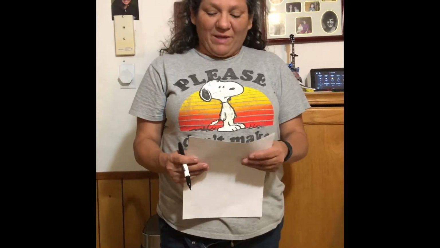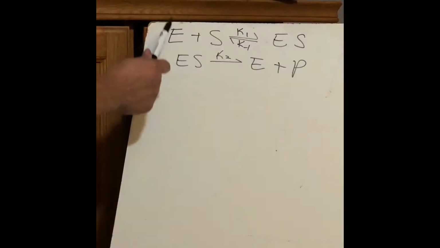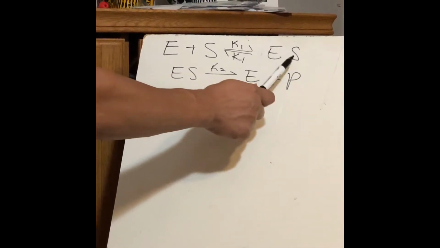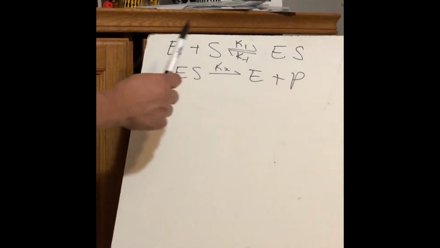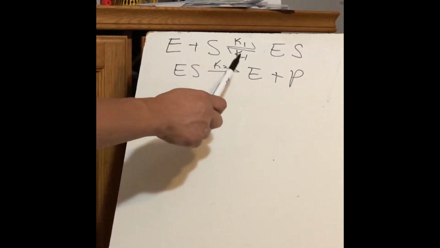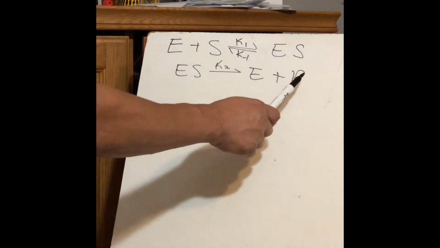My name is Eva Vera, and I'll be explaining the derivation of the Michaelis-Menten equation. We start with the enzyme plus the substrate goes to the enzyme-substrate complex. And then this enzyme complex with the substrate goes to the enzyme plus the product.